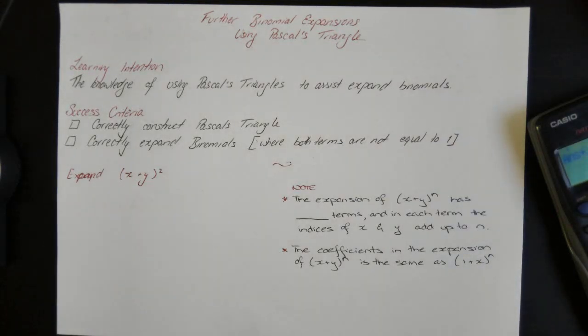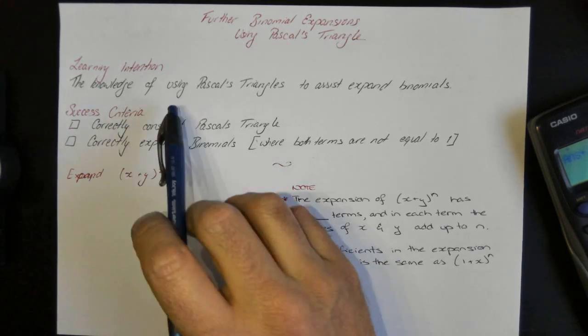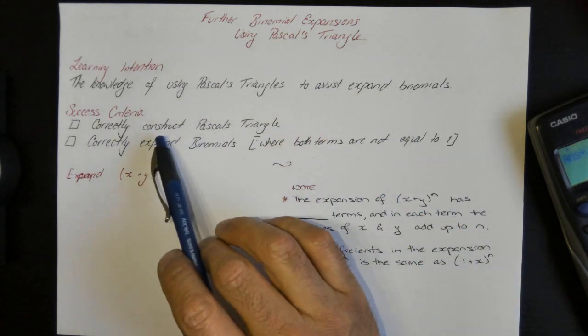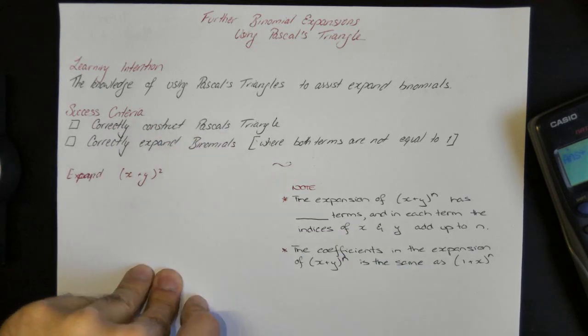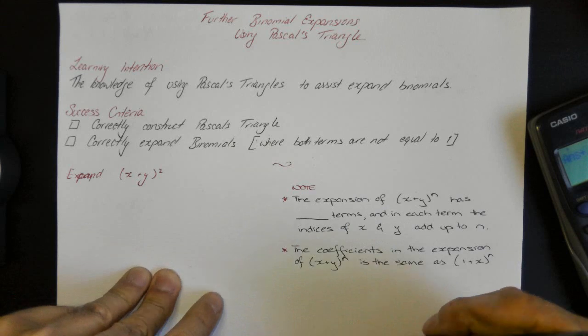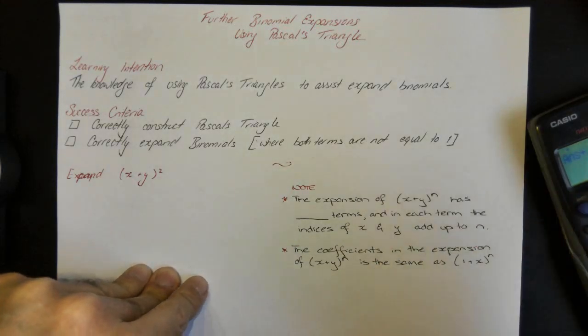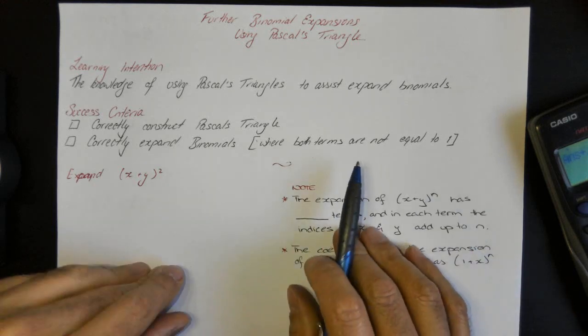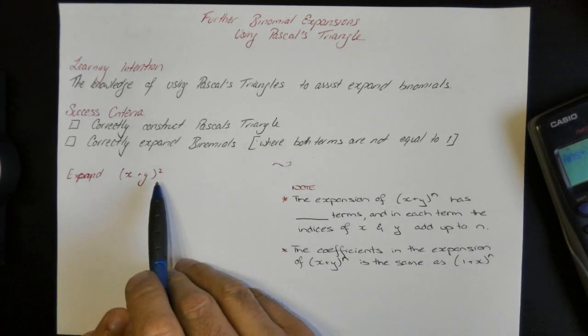Okay, so today we're looking at furthering our understanding of binomial expansion. Our learning intention is the knowledge of using Pascal's triangle to assist in expanding binomials. We'll be successful if we can construct the triangle and expand binomials where both terms are not equal to 1. Previously we were doing 1 plus something or 1 minus something to the power of something. So now we're doing cases where they're not.